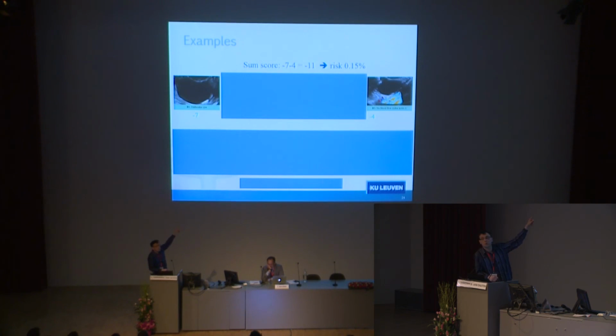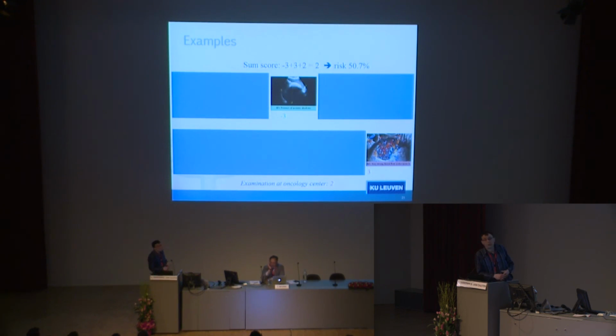And how you get from the sum score to the risk, that's something in the background, that's not too relevant here. For another example, you have a patient where B3 applies and M5 applies. So the original simple rules classification would say this is an inconclusive patient. And this patient is examined at an oncology center. And so then you have -3 + 3 + 2 is a sum score of 2. And that corresponds to a risk of 51%.